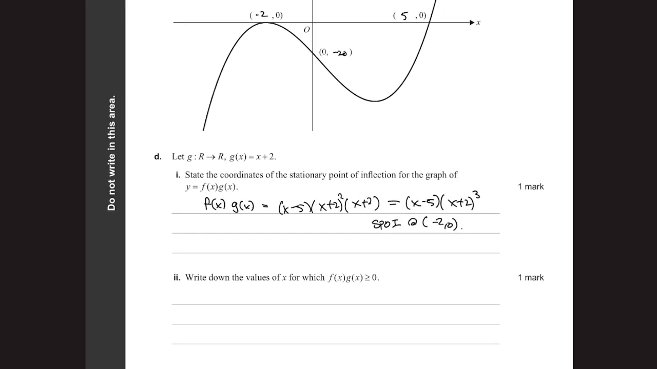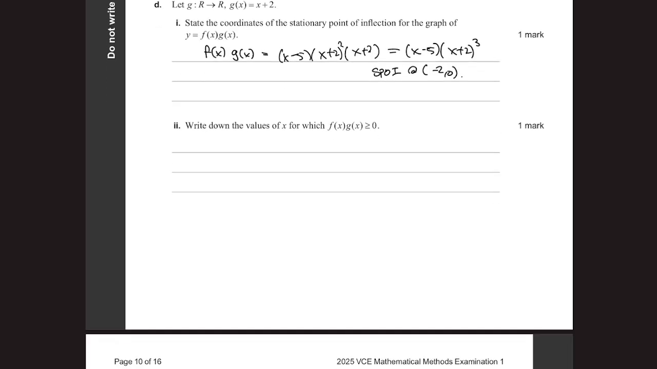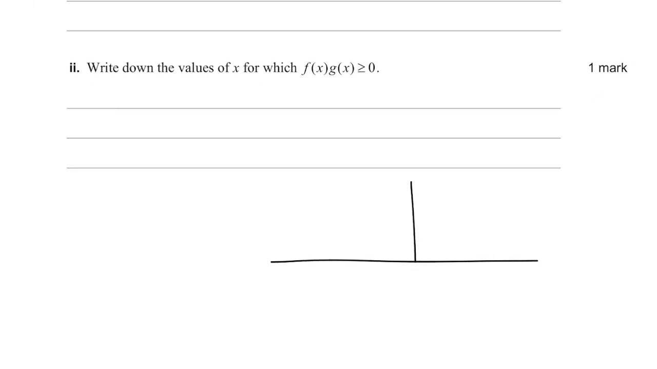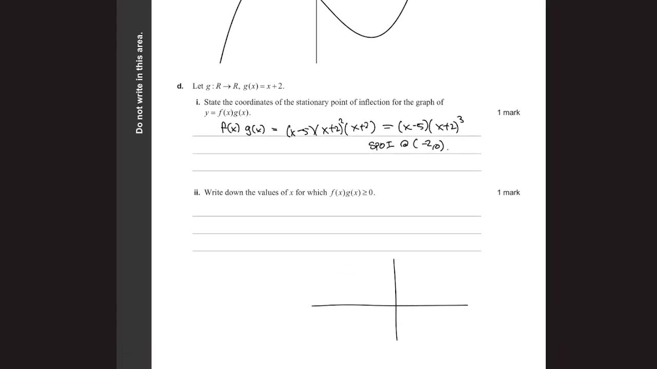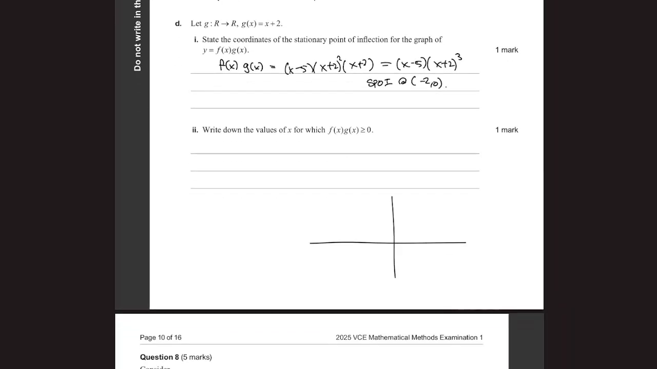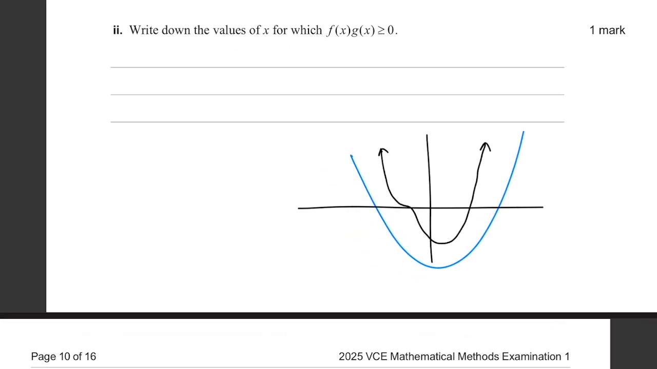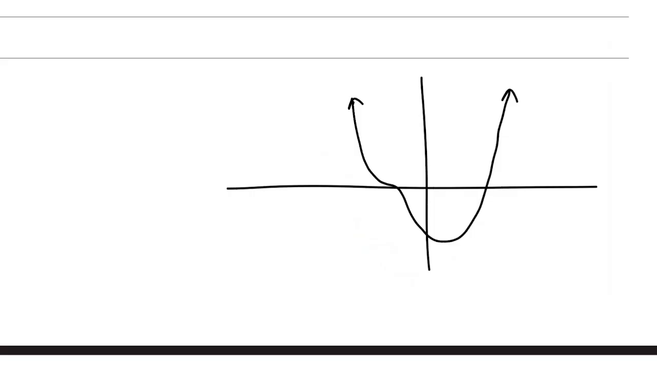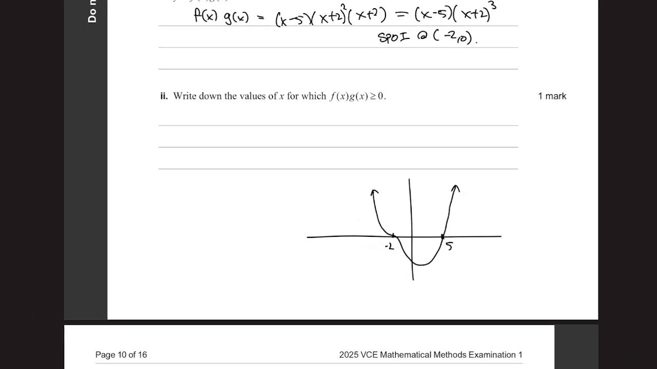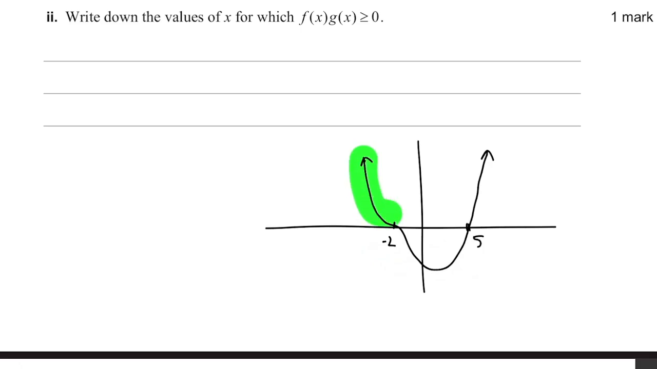Write down the values of x for which f of x times g of x is bigger than or equal to 0. You can just draw this out. So f of x times g of x is going to be a polynomial of degree 4. It's positive, so it's going to look like that in that sort of footprint. We know it has x-intercepts at minus 2, the stationary point of inflection, and then the one at 5. Don't really care what the y values are, but that's your graph basically. From there, this is minus 2, this is 5. So we need it to be bigger than or equal to 0, so that's going to be this section here and this section here.